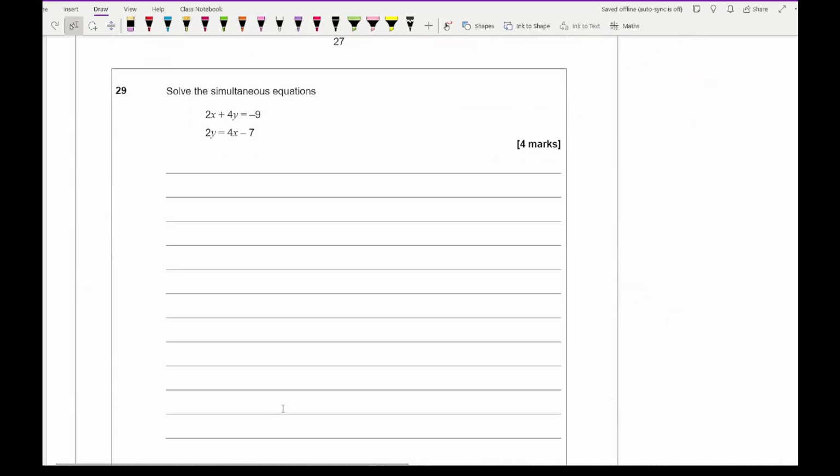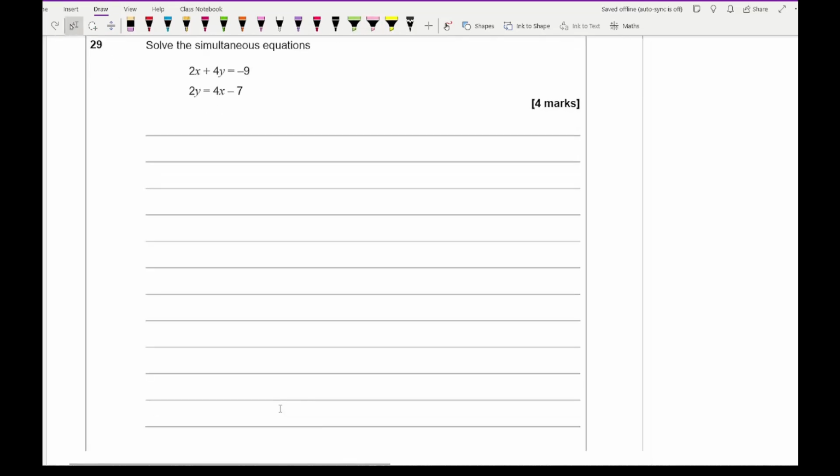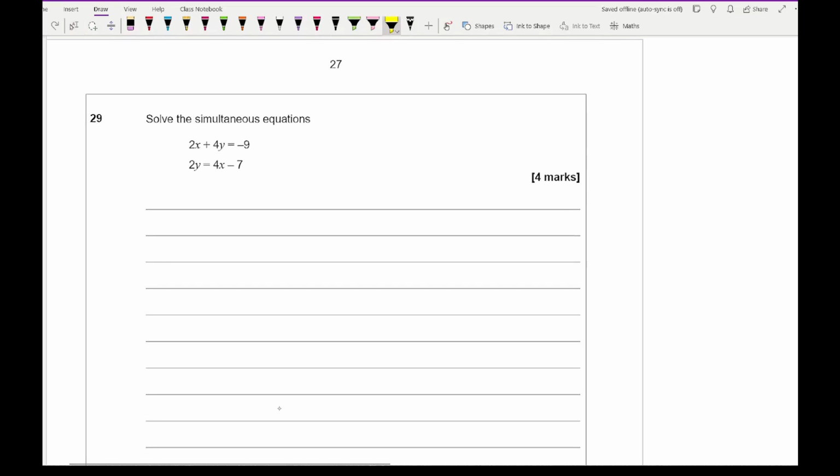Then moving on to question 29, it says for us to solve the simultaneous equations 2x plus 4y equals minus 9 and 2y equals 4x minus 7. Now the key thing to spot in this, if I just zoom in a little bit, is the fact that this second equation is not written in the same format as the first one. So let's start by rewriting this, so we can write it as minus 4x plus 2y equals minus 7.